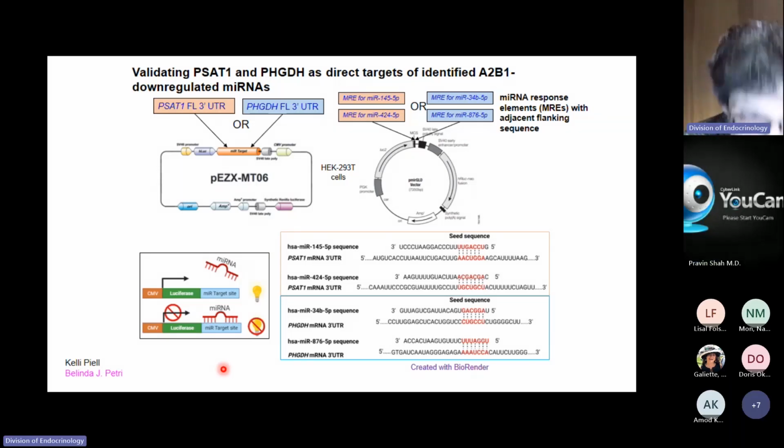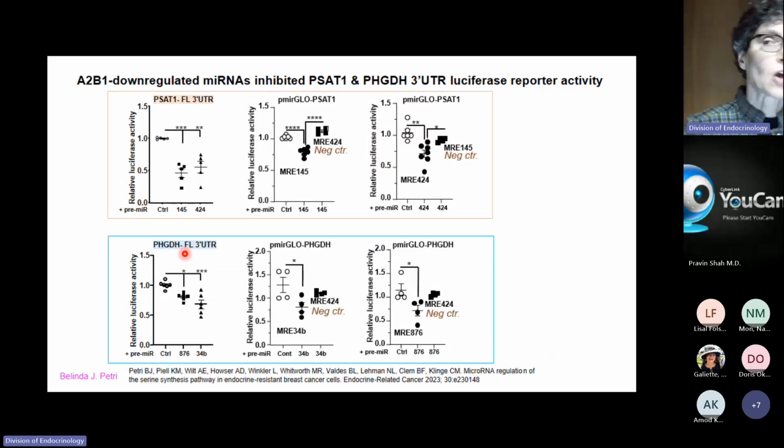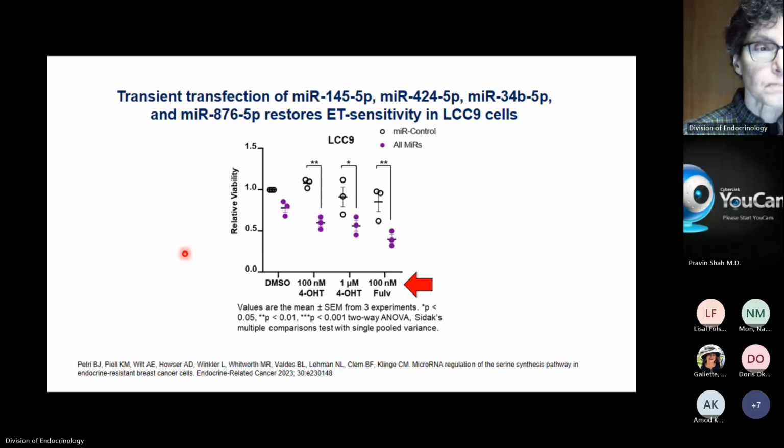And so Belinda did lots of experiments, and she found, thankfully, what we were looking for. She was able to confirm that miR-145-5p and 424-5p indeed directly target the PSAT1 3' UTR, and miR-876-5p and 34b target the PHGDH full-length 3' UTR. And this was also confirmed using negative controls in that pmirGLO assay as well.